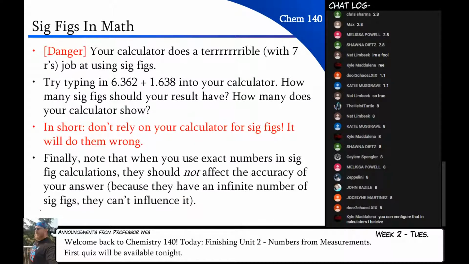All right, I think the next slide is the practice problems. Okay, so we're going to do that when we come back. We already talked about exact numbers. Exact numbers don't affect your sig figs because they have an infinite number of sig figs. They won't affect your precision at all.